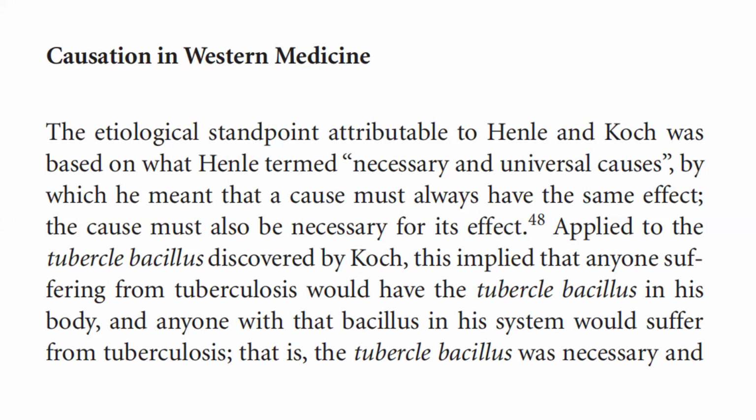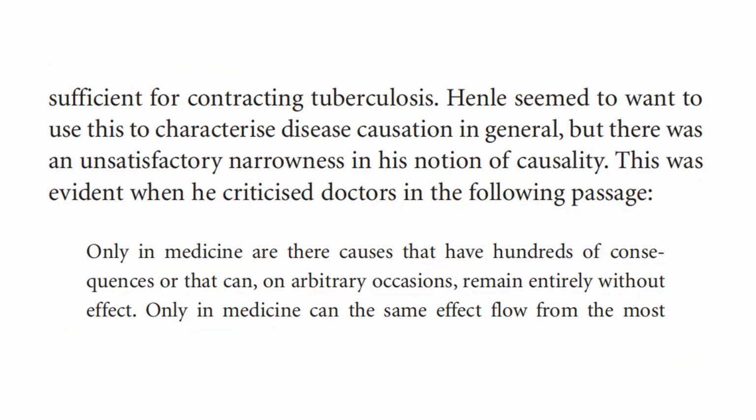Applied to the tubercle bacillus discovered by Koch, this implied that anyone suffering from tuberculosis would have the tubercle bacillus in his body, and anyone with the bacillus in his system would suffer from tuberculosis. That is, the tubercle bacillus was necessary and sufficient for contracting tuberculosis. Henle seemed to want to use this to characterize disease causation in general, but there was an unsatisfactory narrowness in his notion of causality. This was evident when he characterized doctors in the following passage.